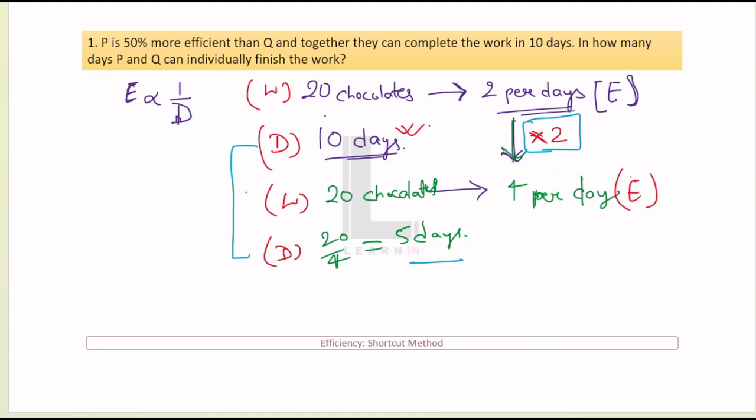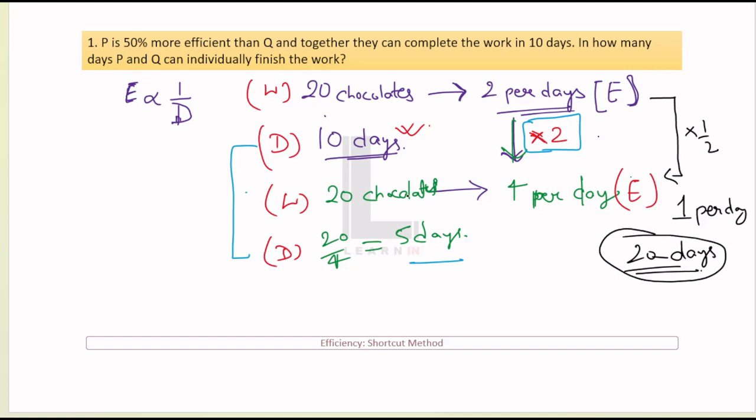Similarly, if we would have taken this second course and made it half, I would have had the 1 per day efficiency, and it would have taken me 20 days. Now when I have halved this from 10 days, the number of days is becoming multiplied by 2. So seeing this, let us move to the question.